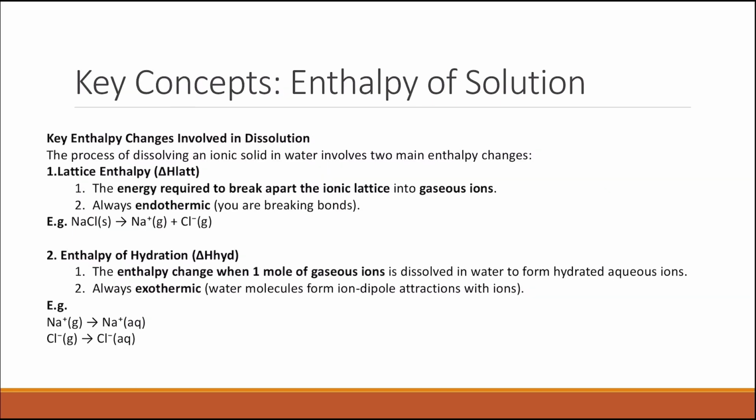So the key concepts for the enthalpy of solution: we have certain enthalpies that we need to use to construct the Hess cycle for the enthalpy of solution. These are the lattice enthalpy, which we talked about in the Born-Haber cycle, or which we calculated using the Born-Haber cycle. Here we are talking not about the lattice formation, but the lattice dissociation. So the energy required to break apart the ionic lattice into gaseous ions.